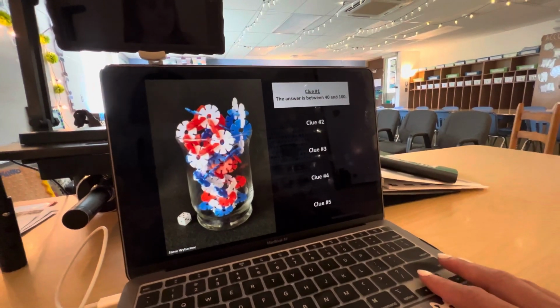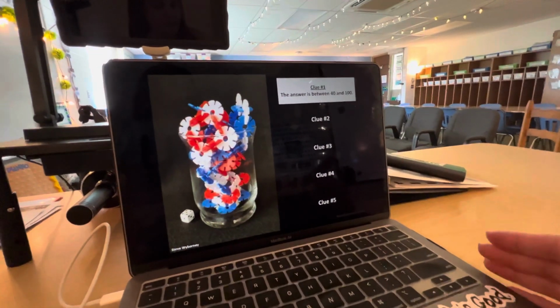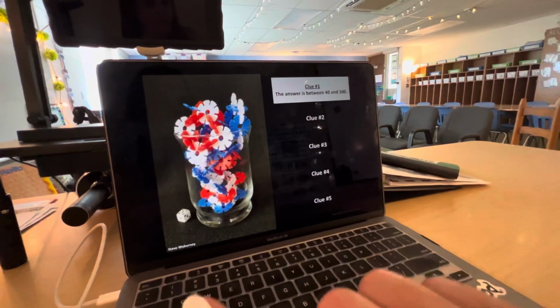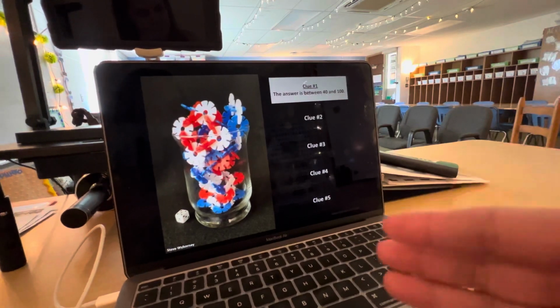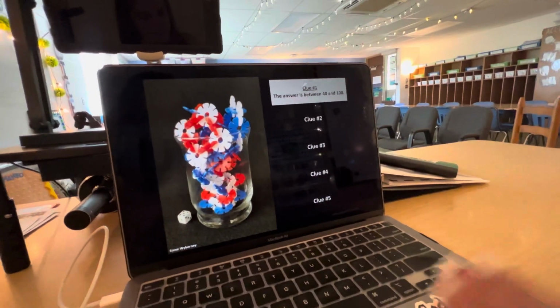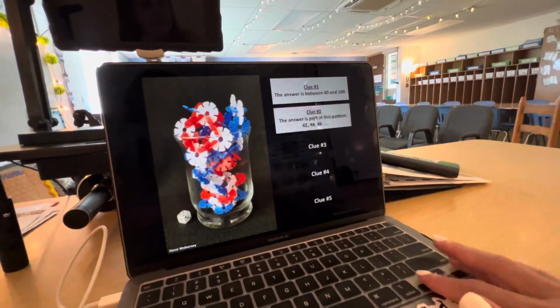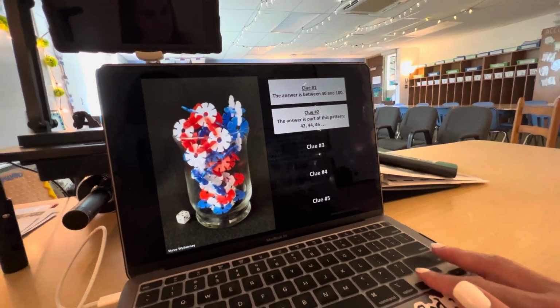So the answer is between 40 and 100. So on their numbers chart, they would mark out 1 through 39, and then they would mark out, if I gave them the 150 chart, 101 all the way to 150. And then they get their next one. The answer is part of this pattern.